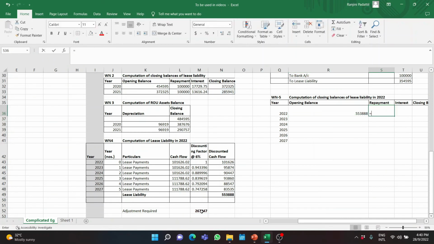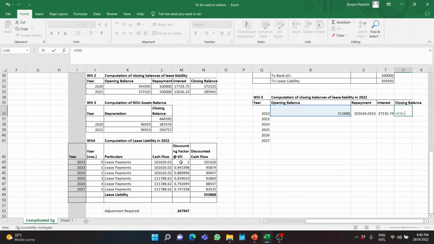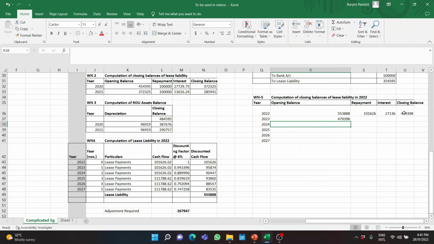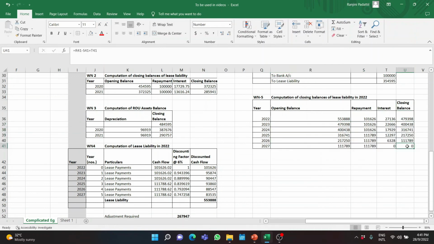There is a repayment in the first year itself, and our interest is opening balance minus repayment multiplied by 6% this time. Closing balance is opening balance minus repayment plus interest. In 2023 the closing balance of last year becomes the opening balance. Like I've said before, one way of checking the arithmetical accuracy of your solution is realizing that the lease liability will be 0 at the end of the lease term. We also do one more, last one.